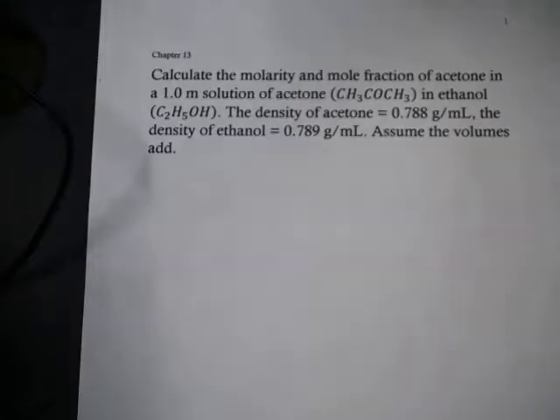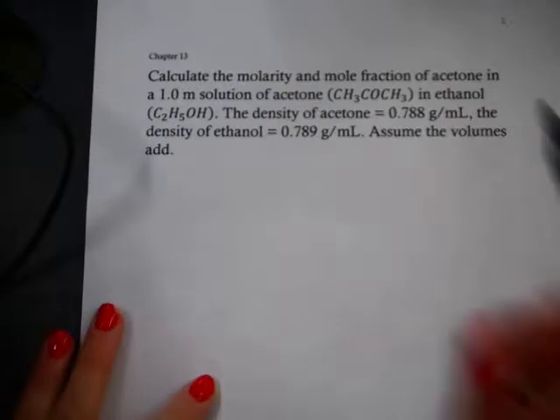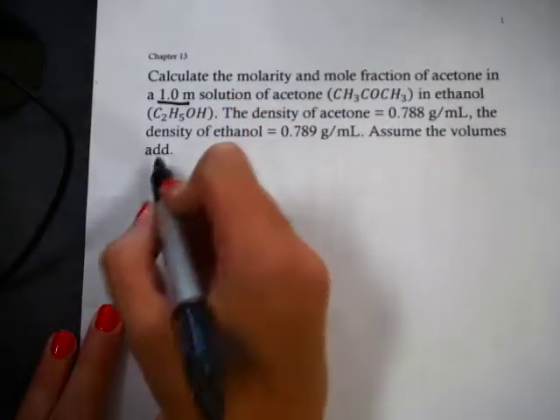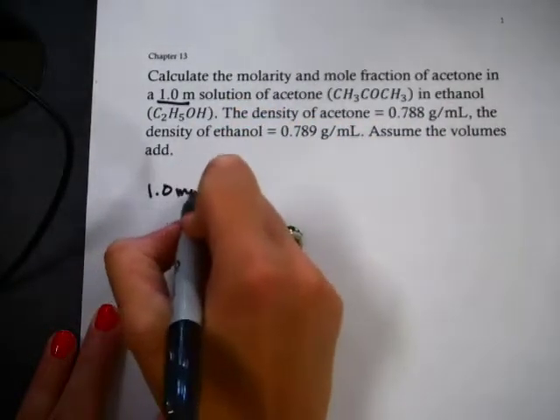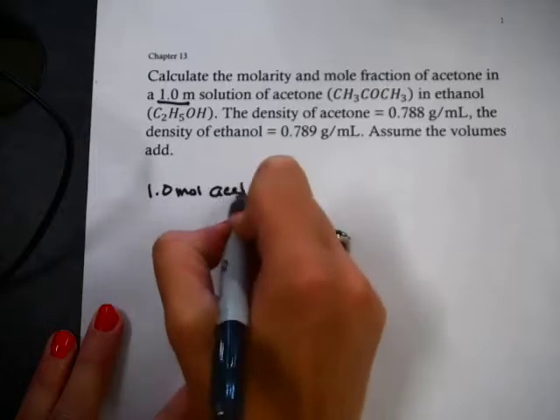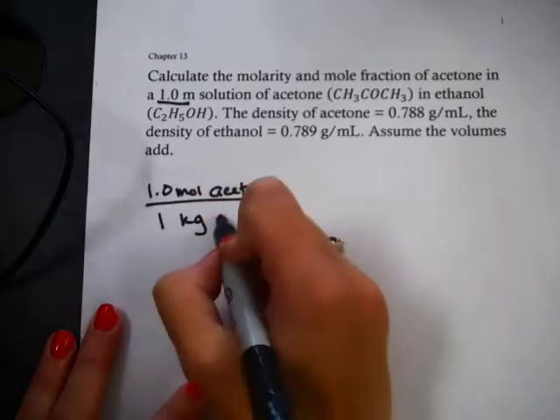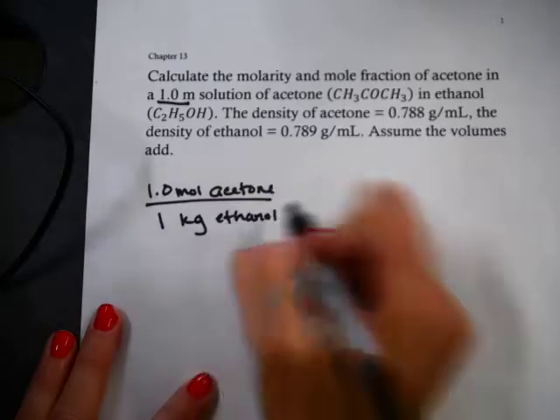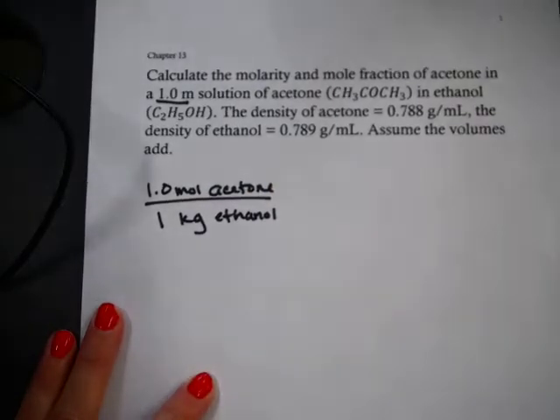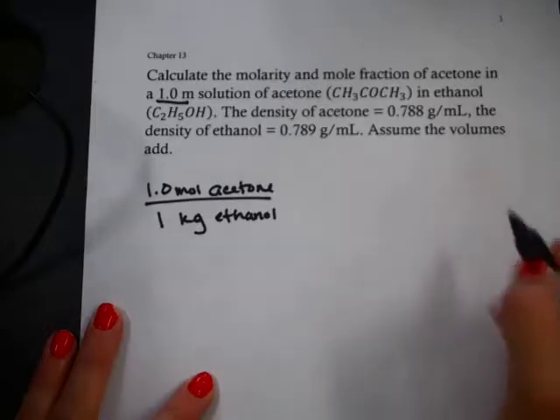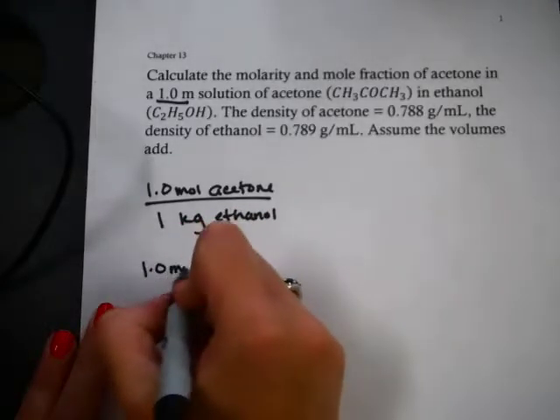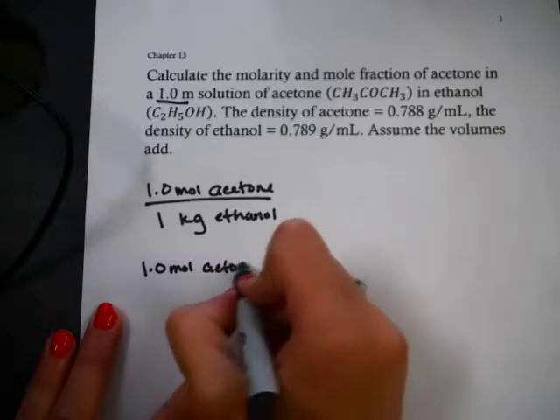Okay, so in this problem, I am told that I have a 1 molal solution of acetone and ethanol, and I know molality means moles of solute, that's the acetone, divided by kilograms of solvent. So I have 1 mole of acetone in 1 kilogram of ethanol. And so I'm going to start from that information and say, all right, I have 1 kilogram of ethanol and 1 mole of acetone. So what does that mean?